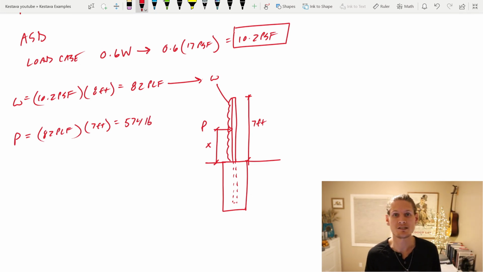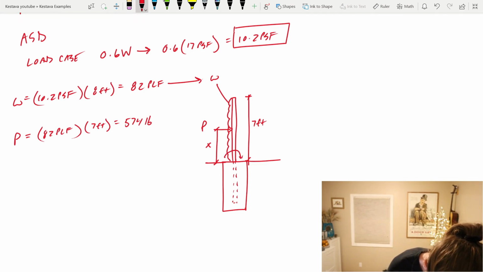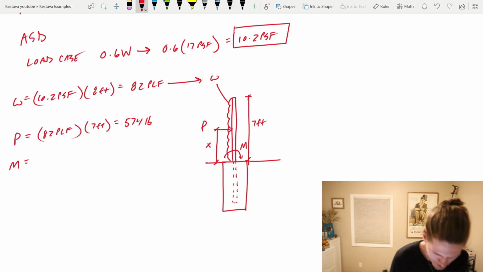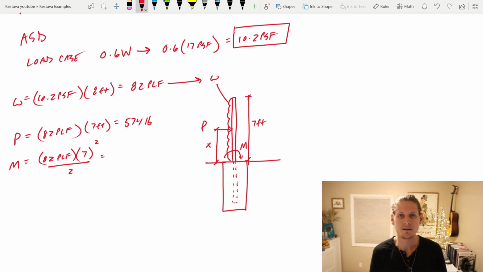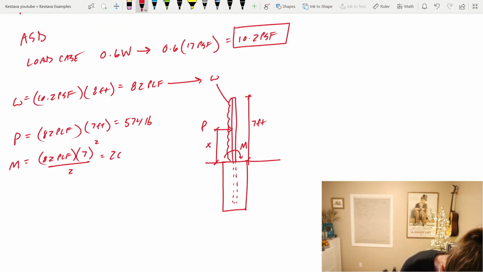Now you need to determine what is the maximum moment at the top of this footing, or where the fence post meets the ground. So right here, M under the distributed load would be equal to 82 PLF times a height of 7 feet squared over 2. And that's just your cantilevered moment equation for an evenly distributed load along that cantilever. Nothing crazy about that. That gets you a moment equal to 2,009 pound feet.